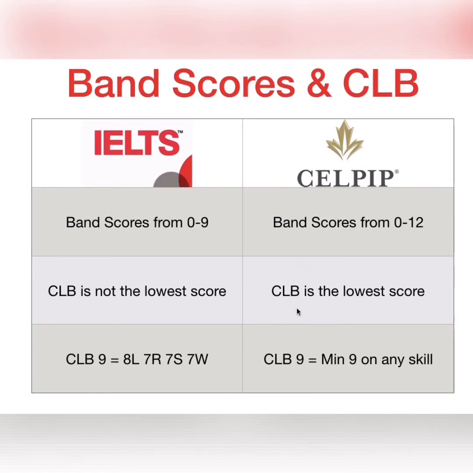Now, the CELPIP is quite different. They don't take an average or a mixed band score. They actually consider your CLB as the lowest score you got on the exam. So let's say you got a band 12 in the listening, a band 11 in the reading, an 8 on the writing, and a band 7 on the speaking. Your CLB will actually be a CLB 7. So if you need a CLB 9 on the CELPIP, you need a minimum 9 on any and all of the skills.